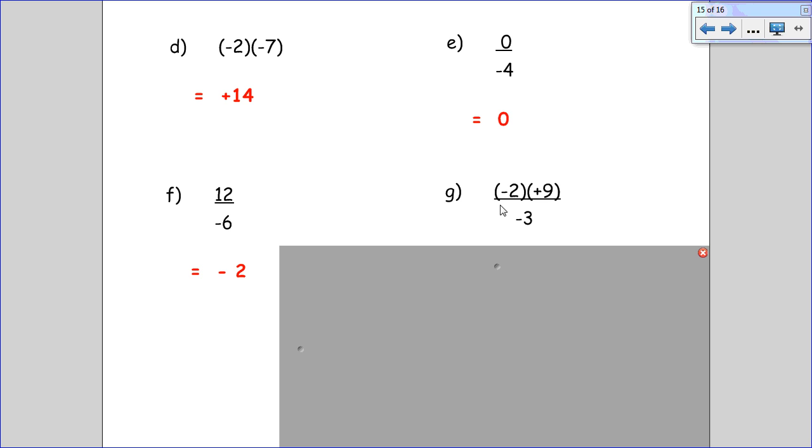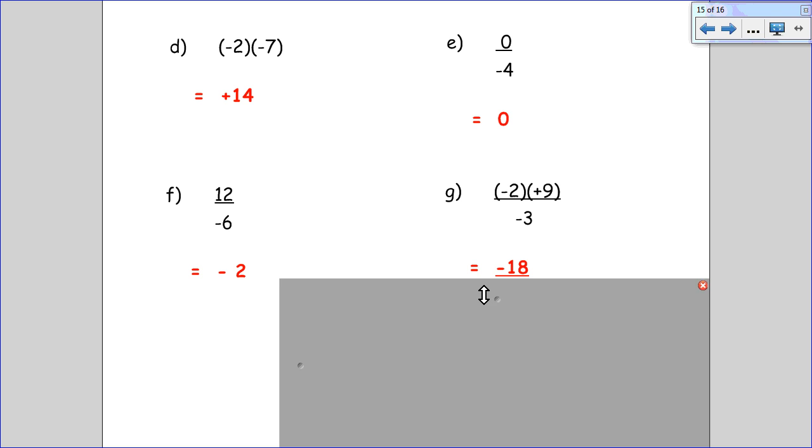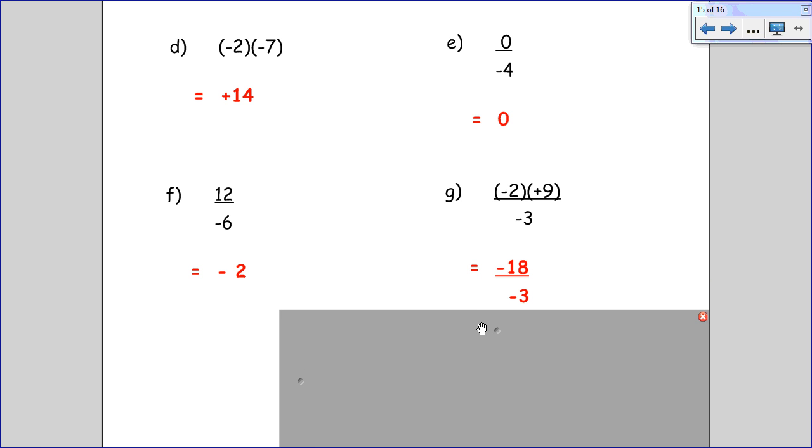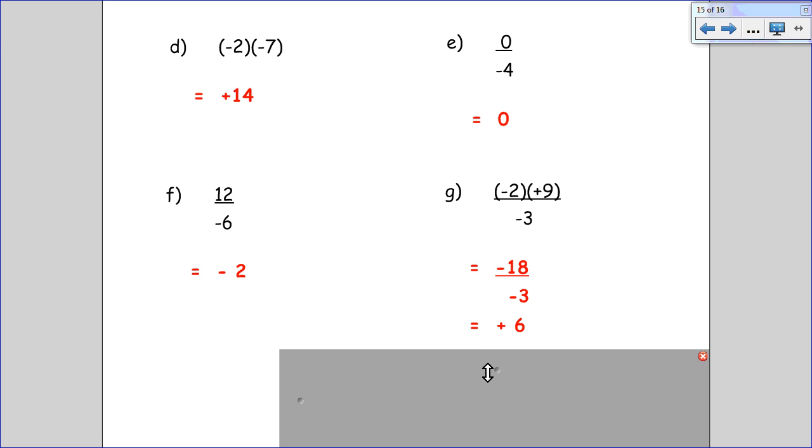Part G, we need to remember a little bit of BEDMAS. We're taking all of the numerator and dividing by the denominator. So we can do the numerator first. Negative times a positive is a negative. And 2 times 9 is 18. So we get negative 18 over negative 3. And negative divided by a negative is a positive. And 18 divided by 3 is 6.